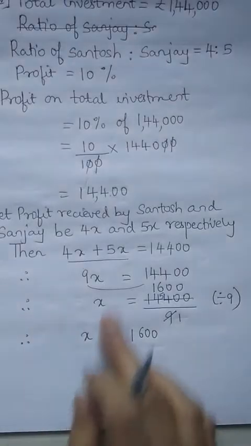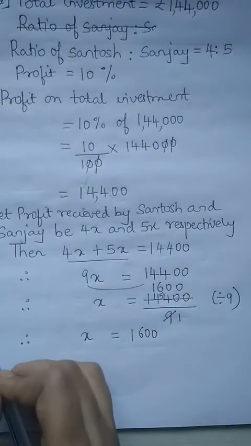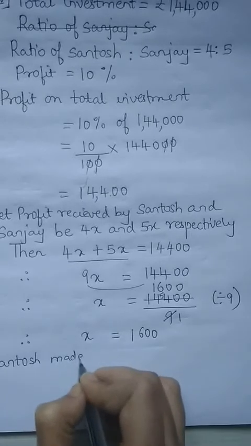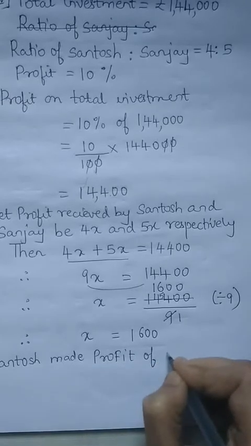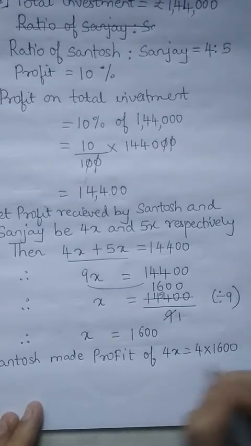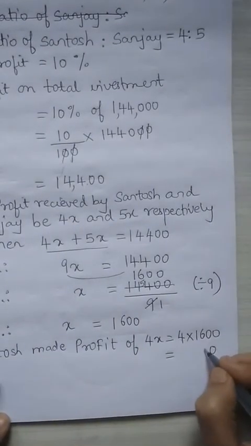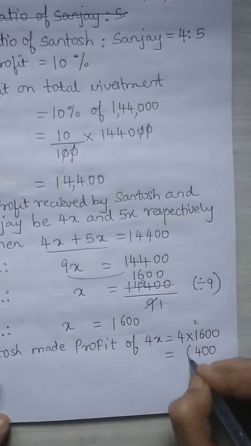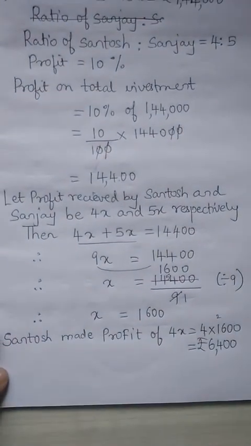Now you will substitute this x in both values. Santosh made a profit of 4x. So 4 into 1600 gives 4 zeros are 0, 4 sixes are 24, carry 2, 4 ones are 4, 5, 6. So Santosh made a profit of 6,400.